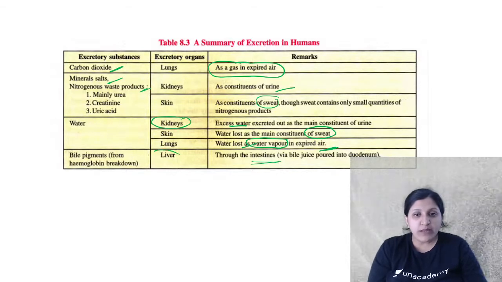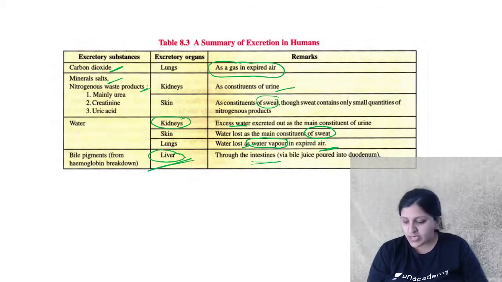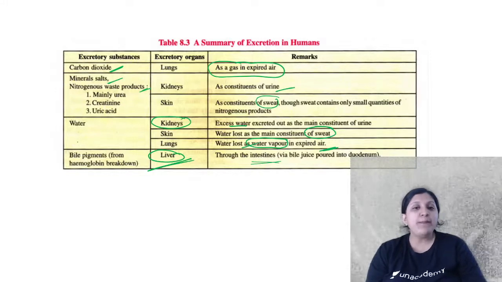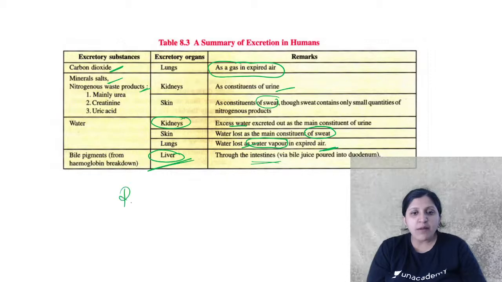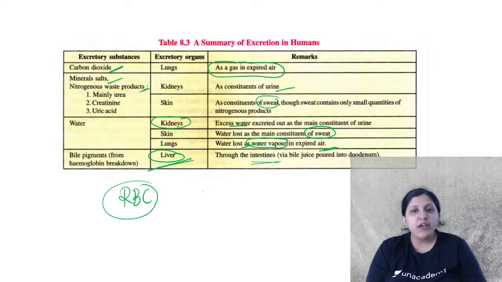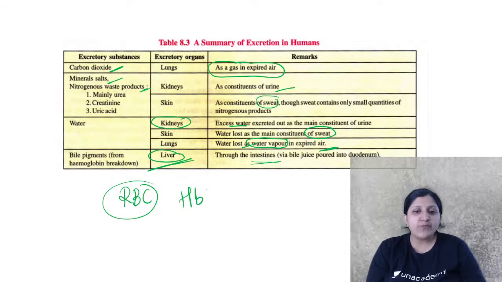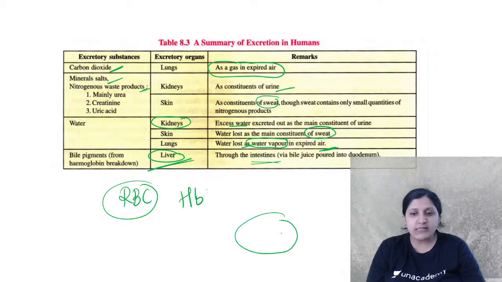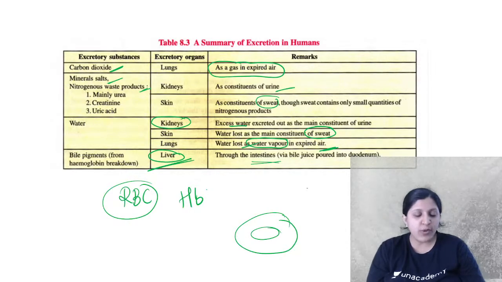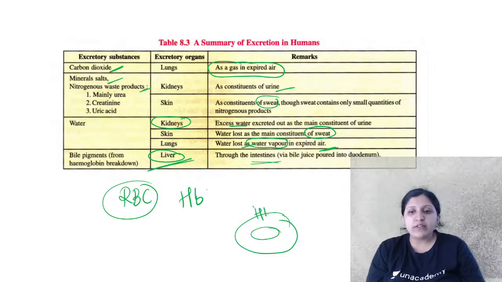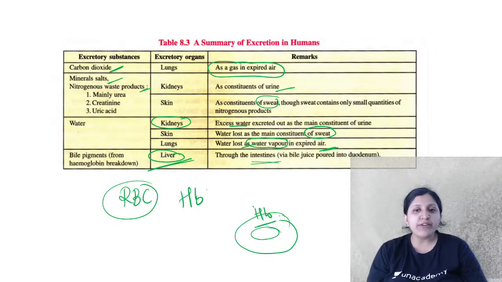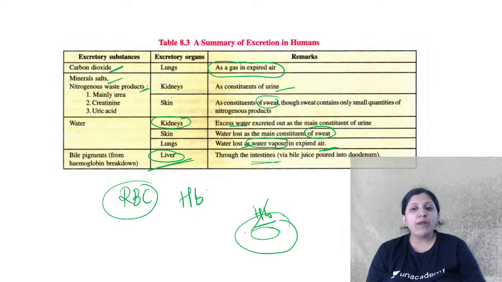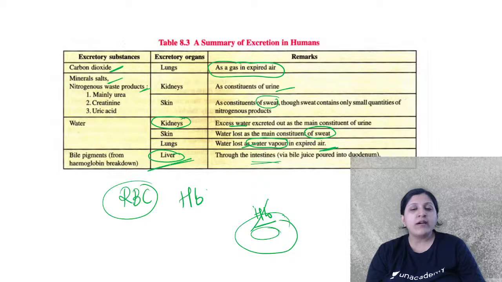Now coming to the liver, I'll explain this one. Bile pigments come from hemoglobin breakdown. You know, when RBCs die, there is hemoglobin present on the RBC. Let's say there is an RBC, which is a flat disc structure, and on this you will find the hemoglobin. This hemoglobin will be broken down, and that breakdown occurs at the liver.